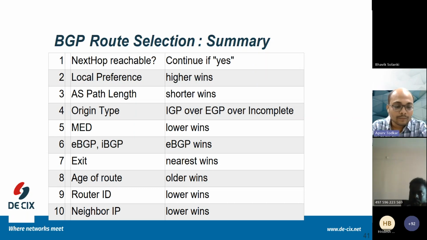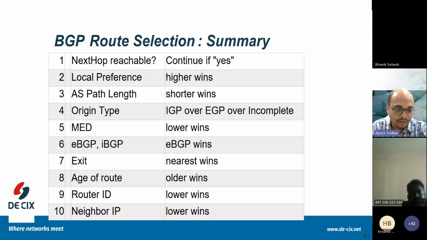Next, the sixth point is eBGP over iBGP, and nearest exit point. All these three attributes we call hot potato routing. These rules ensure that the traffic leaves your network as quickly as possible. If the route was learned via eBGP, it is preferred over iBGP, and the traffic exits your network at the nearest point, minimizing the internal network forwarding as well.